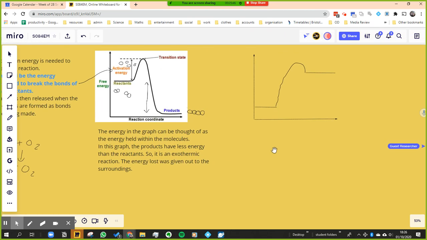Now, this is the reaction profile for an endothermic reaction. It starts off with a certain amount of energy. You have to give it a load, and then it drops off. But the products actually have more energy than the reactants. So that means it absorbed energy. This amount here is the amount that was absorbed. So this is an endothermic reaction.